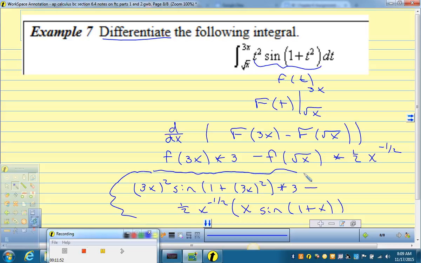I promise you, if you come back to this when you are doing that last page of the lab, it will be helpful. Yes? Because what we're plugging in is root x. Okay? Everybody okay with that? Okay. Now you go practice.